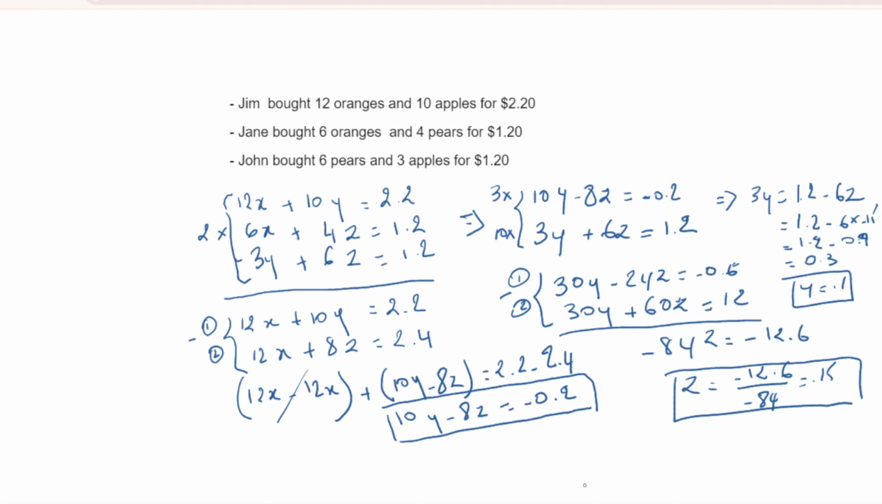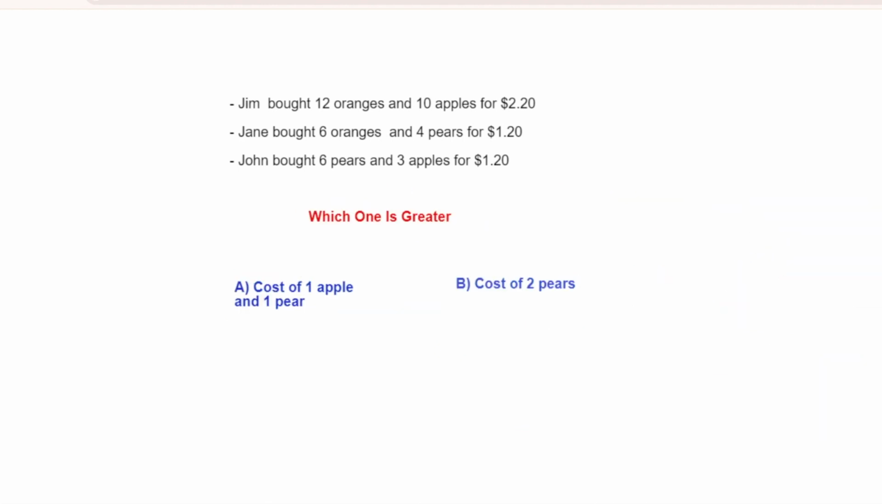Now we can replace it here. The cost of one apple and one pear: apple is y, so y plus z is 0.1 plus 0.15, which is equal to 0.25. And 2z is equal to 2 times 0.15, which is equal to 0.30. So this one is greater.